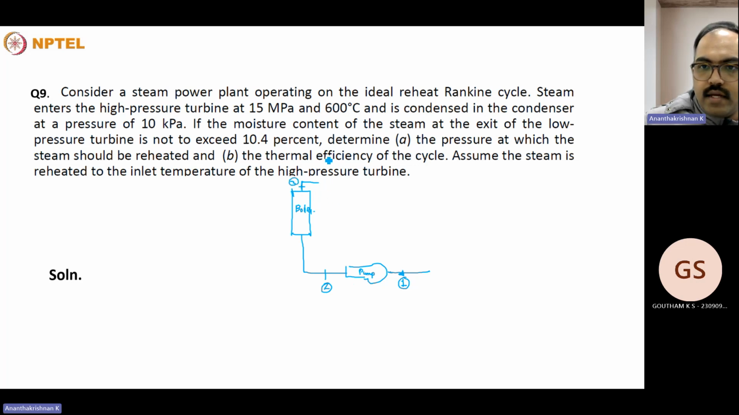It's given that the high pressure turbine entry will be 15 megapascal and 600 degrees Celsius. So it goes into the high pressure turbine at 15 megapascal and 600 degrees Celsius. And then again it will be reheated.